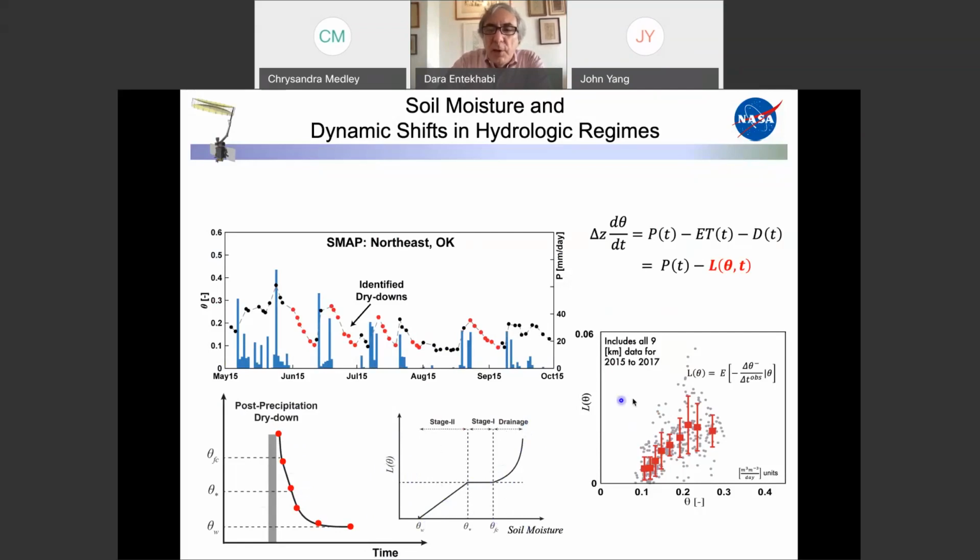So what are these loss rates? These loss rates are just the incremental change in soil moisture over the elapsed time. And this plot is versus soil moisture as the independent variable. So we can reconstruct this curve using this data alone by taking a conditional expectation of the change in soil moisture during dry downs. Here you see an example of the loss rate, and at least two of the regimes are evident.